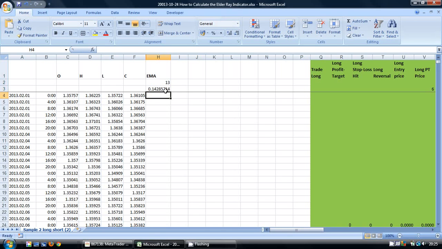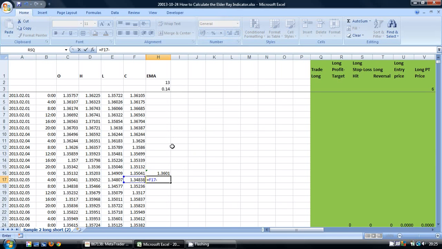To calculate an exponential moving average, we need to first of all calculate a factor, and the sum for that factor is 2 divided by the number of periods plus 1. I'm going to make this a 13 period EMA, and then I'm going to calculate just the simple mean average in our first cell here, and then in the next one I'm going to calculate our first EMA.